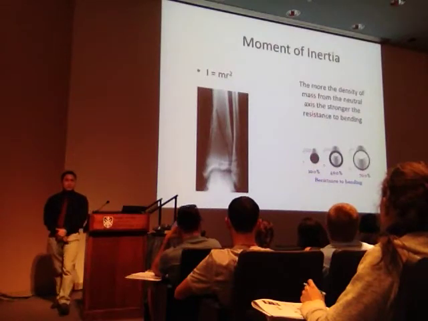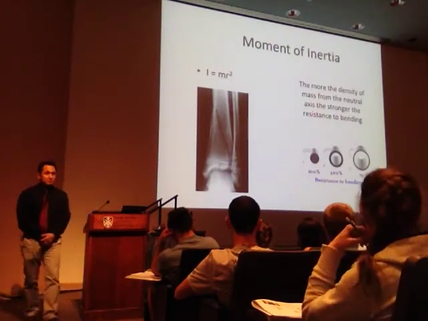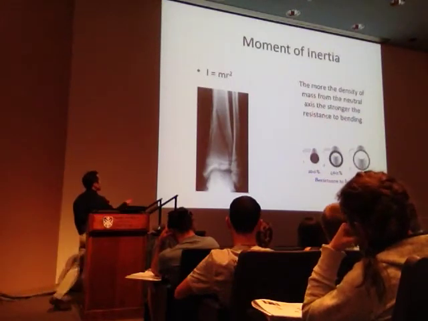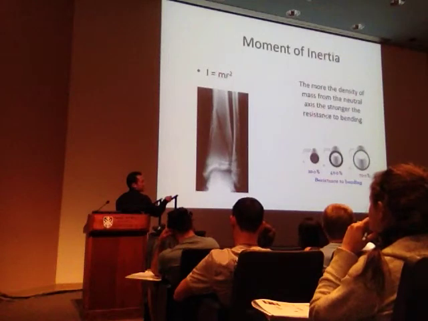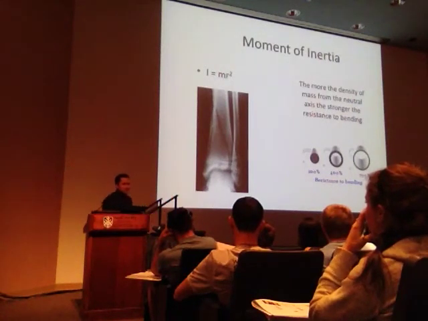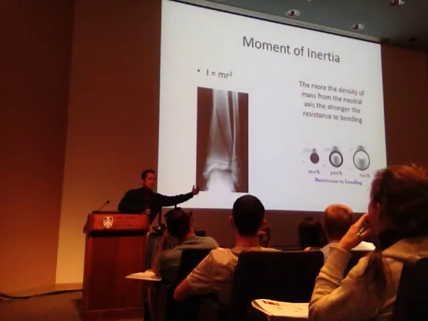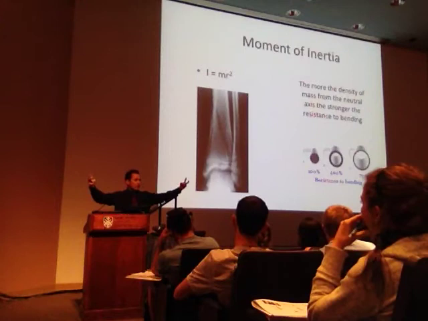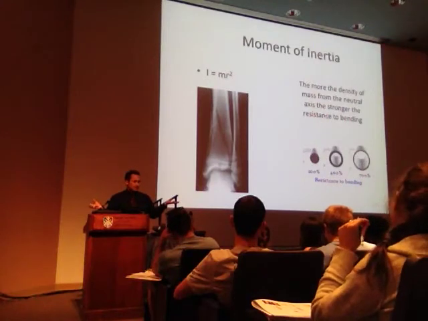That's what moment of inertia means. It has a resistance to bending. And so what this formula is saying is the resistance to bending is equivalent to the amount of mass that you put farther away from the neutral axis. Because if you put more of the mass a larger radius away, the radius is to the squared power. Make sense?